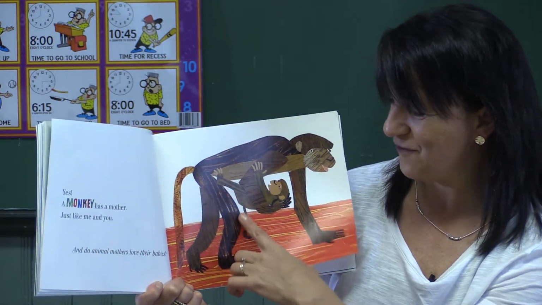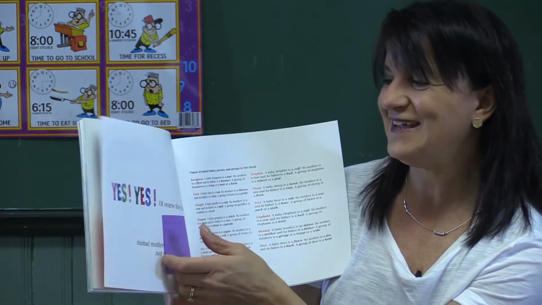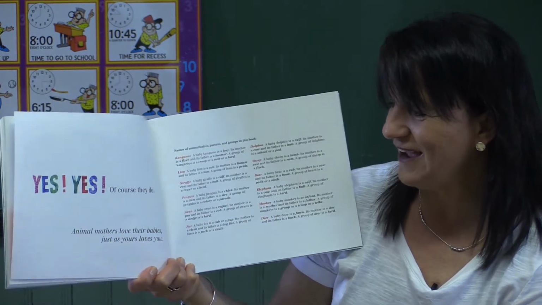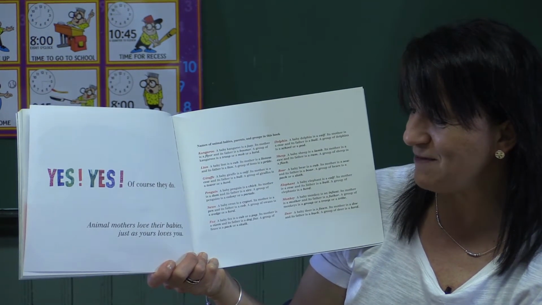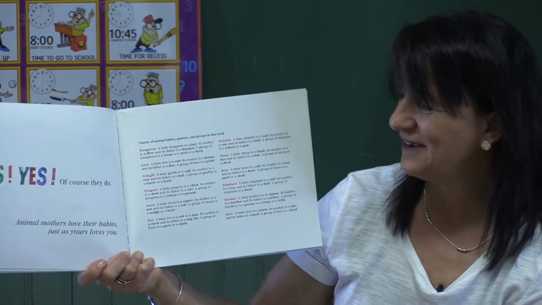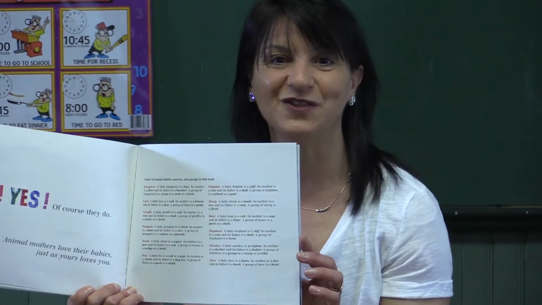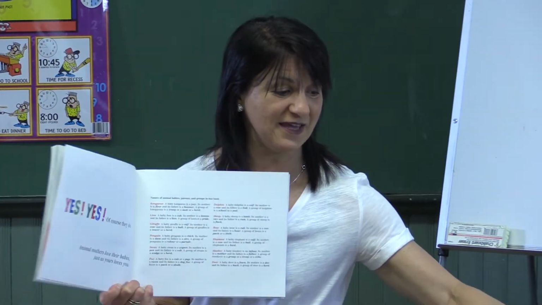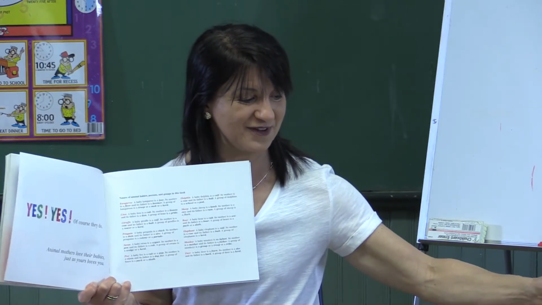Look at, she's hanging from her mom's belly. Yes, yes, of course they do. Animal mothers love their babies just as yours loves you. So do you see a lot of similarities to this book and From Head to Toe?